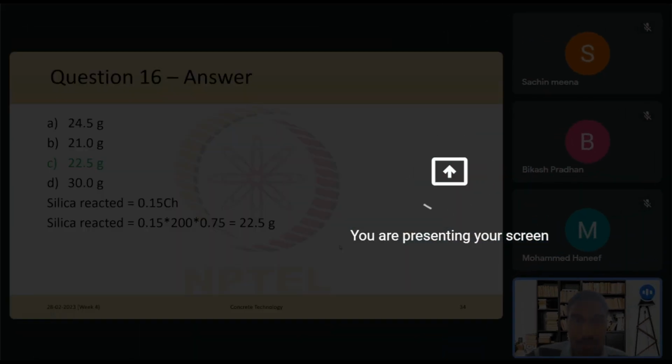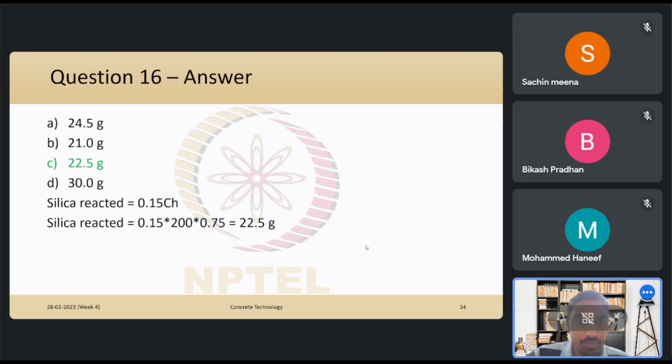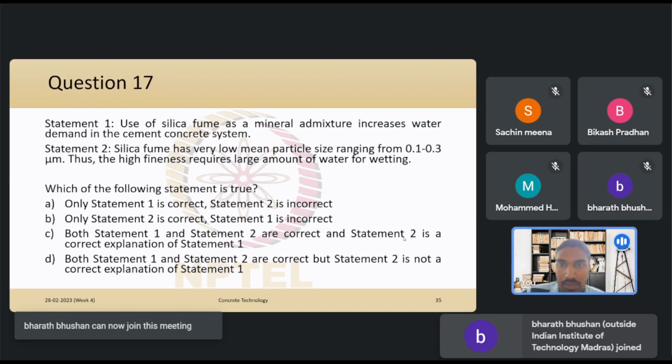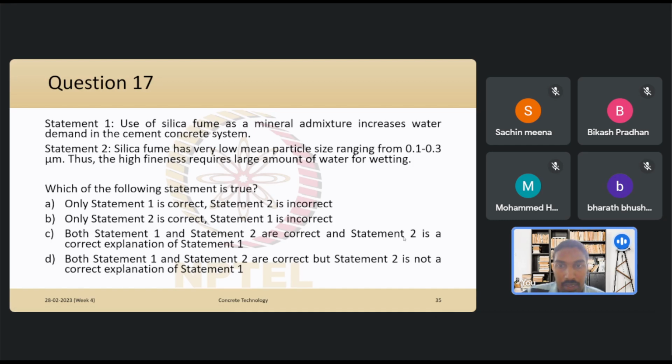Any questions? Okay, moving on to question number 17. Which of the given two statements is true? We have two statements. The first one: use of silica fume as a mineral admixture increases water demand in the cement concrete system. Statement 2: silica fume has a very low mean particle size ranging from 0.1 to 0.3 micrometer. Thus, the high fineness requires large amount of water for wetting.